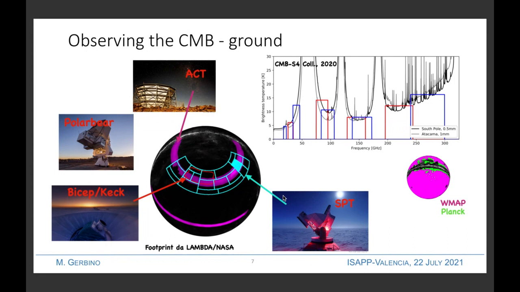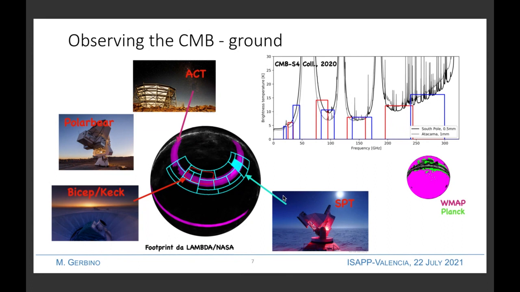The larger the telescope, the smaller the angular separation that we can observe, so the higher the multipole that we can access from the ground. The other advantage is that from the ground, we can observe for a long time.